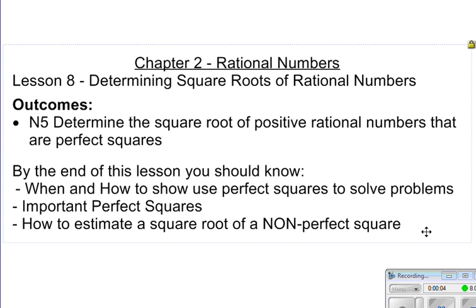Alright, so this is lesson 8 for chapter 2. We're going to start looking at square roots of rational numbers. By the end of this lesson, I'm hoping you remember what perfect squares are, the difference between perfect squares and non-perfect squares and rectangles, just like from lesson 7. And we are going to use our perfect square table to help estimate the square roots and calculate the square roots of non-perfect squares.